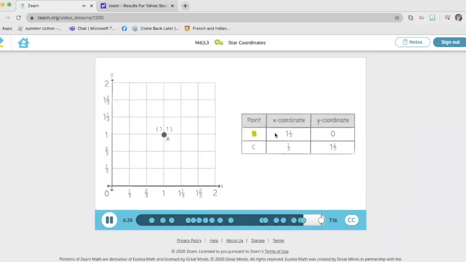And I plotted both of my points, B and C. Point B is 1 1/3 units over on the x-axis and 0 units up. We can also say that its distance from the y-axis is 1 1/3, and its distance from the x-axis is 0. Point C is 1/3 of a unit over on the x-axis and 1 2/3 units up. We can also say that its distance from the y-axis is 1/3, and its distance from the x-axis is 1 2/3.